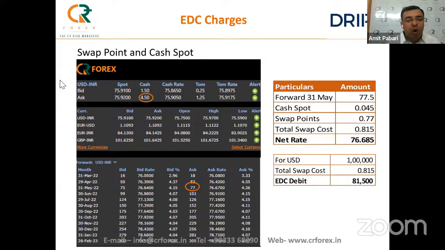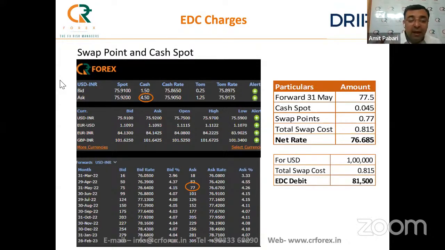The net rate you would have got is 76.68, which is definitely better than the spot rate which was available yesterday. So you decided to take this forward utilization, and you have made close to 50-60 paisa by using the forward. Now you have to check whether the bank has charged only 81,500 as EDC charge or not.